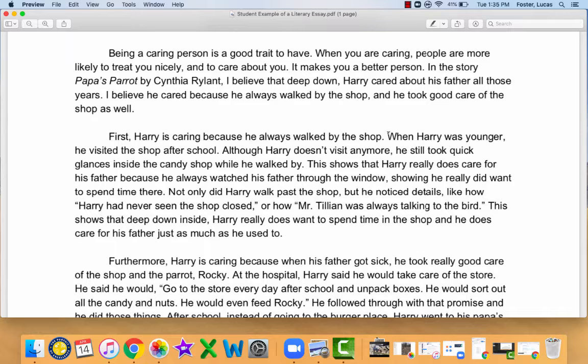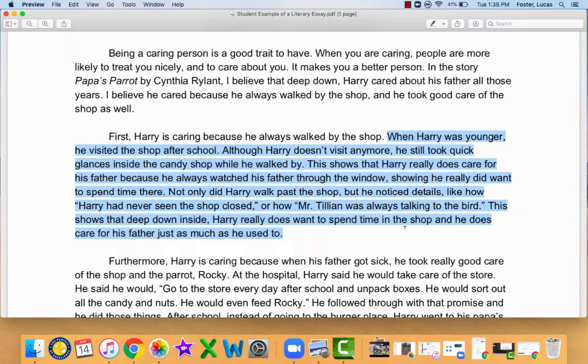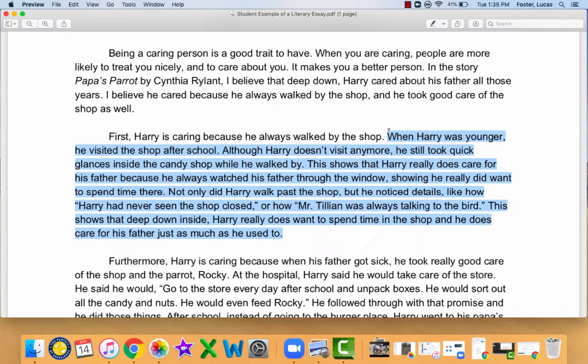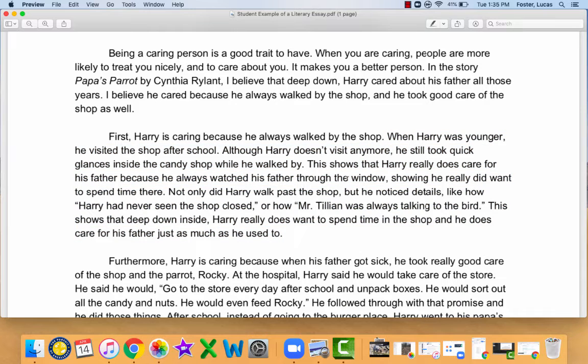This is our reason number one that supports our claim that he's caring. Now, everything below this is just going to be evidence from the text, okay? So Harry is caring because he always walked by the shop. Well, we need to prove that now. So this is all evidence from the text that is going to support the claim, and then reason number one. A few things that this writer did a very nice job with, the word although, not only did. These are nice transitional words right here. This phrase here, this shows that, is proving. This is your real evidence. It's really proving what you're trying to show up here.